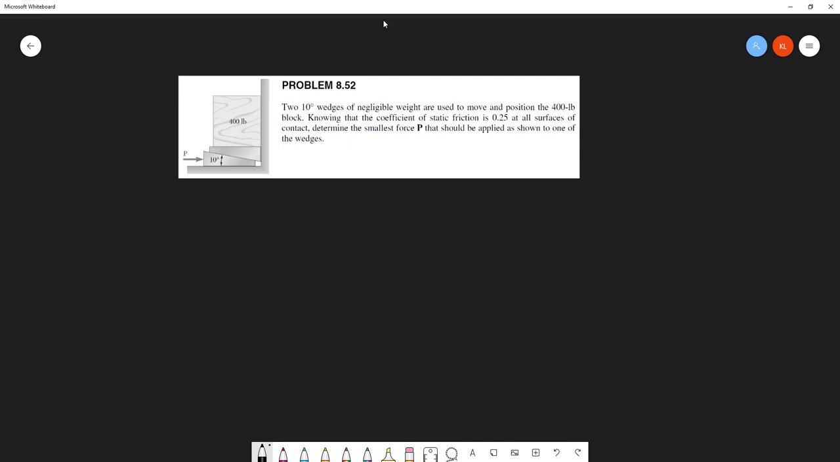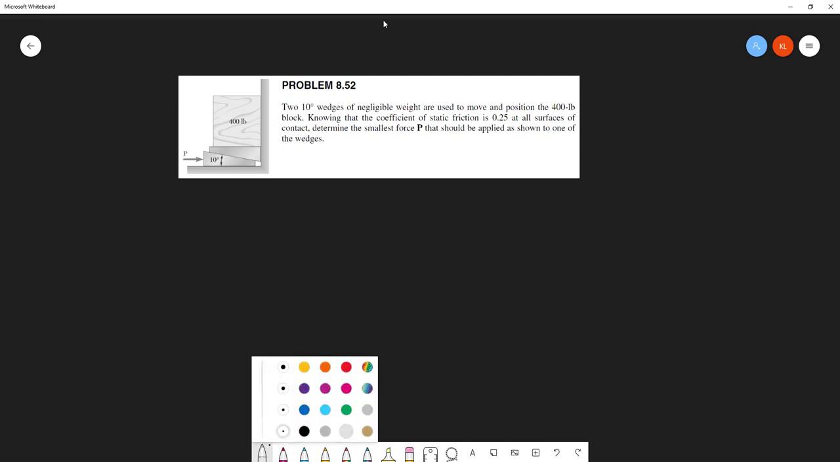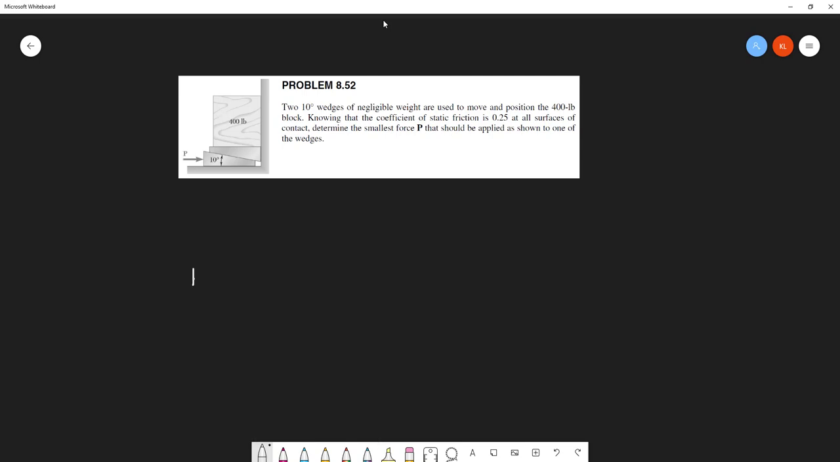So we've got a couple of free body diagrams we can draw. We're going to start with the wedge. And this wedge has an angle of 10 degrees. So we know that we have a pushing force P and a normal force at the ground. There is no weight here.